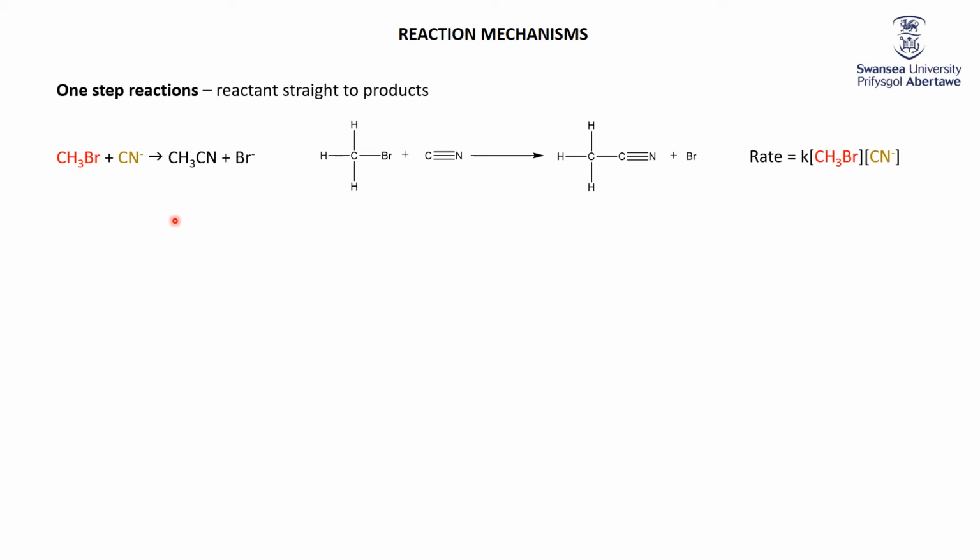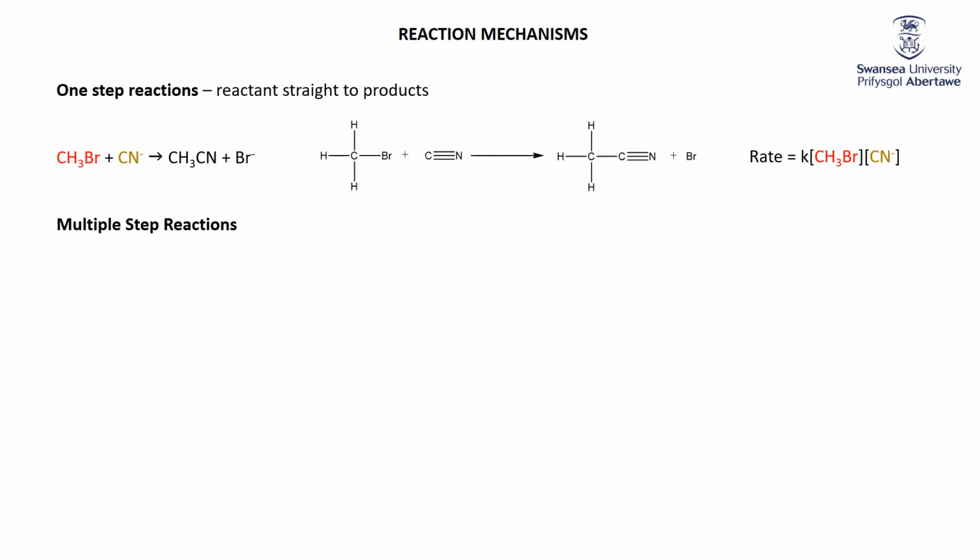Using our analogies, the CH3Br has got to bang into something so that the C-Br bond is starting to break, and as it's starting to break, the CN- is going to come on in and bond to the carbon. One nice step.